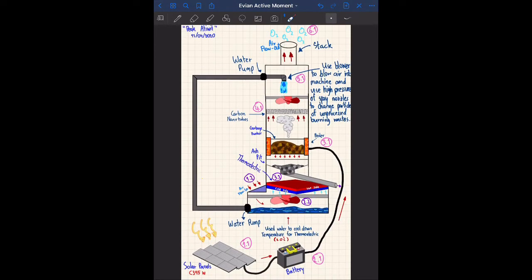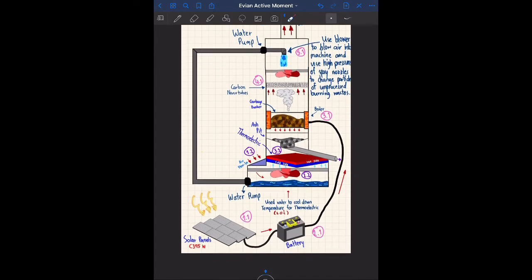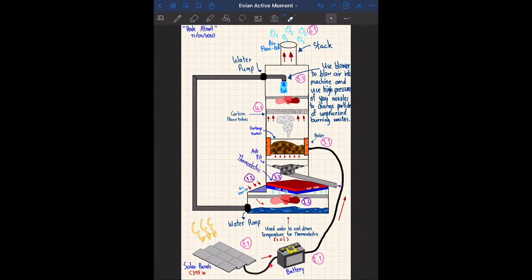After the solar panels absorb energy from the sun, it will be transferred into the battery storage, which is 2.1. That energy will generate electricity for the boiler in 3.1 in order to burn the waste from the garbage bunkers.